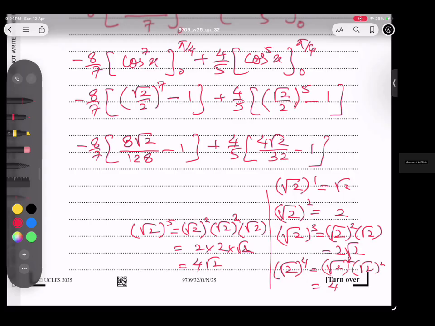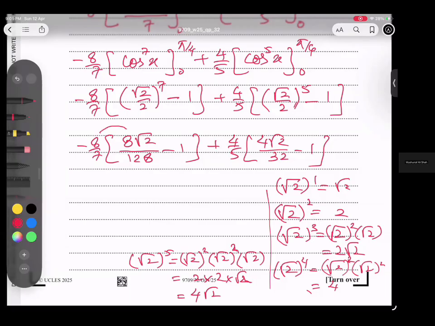So I'm going to simplify. Students, we are multiplying this inside. When I multiply inside, negative 8 divided by 7 into 8 divided by 128, we are getting negative 1 over 14 root 2. When I multiply with this, we get a positive 8 by 7. Same story: without the root, multiplying 4 over 5 times 4 over 32, we get a positive 1 by 10 root 2. And when this multiplies with this, we get negative 4 upon 5.